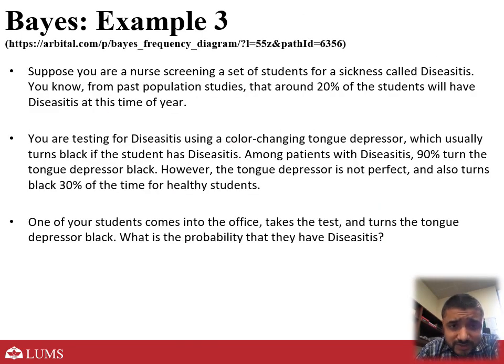Let's look at another quick example. इसको भी ये पढ़ने के बाद आप pause करके एक दफ़ा खुद solve कर लीजिएगा. Now I'll try to move a little bit quickly through this. Suppose you're a nurse screening a set of students for a sickness called diseasitis. Very creative. You know from past population studies that around 20% of the students will have diseasitis at this time of the year. So you're testing for diseasitis.